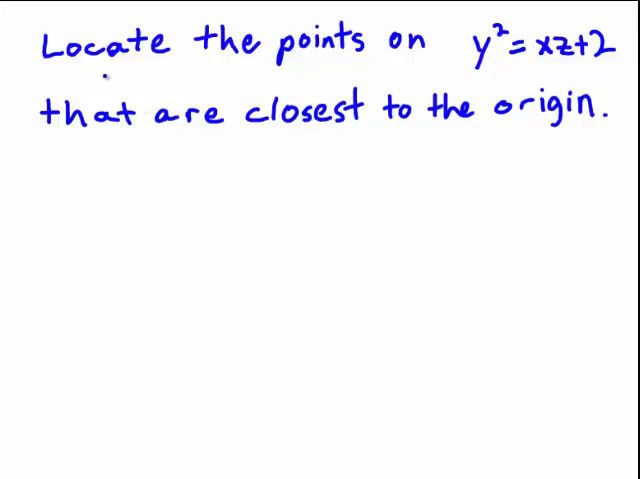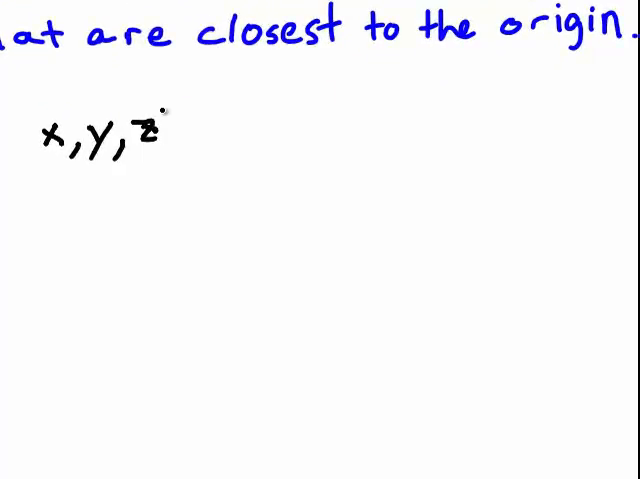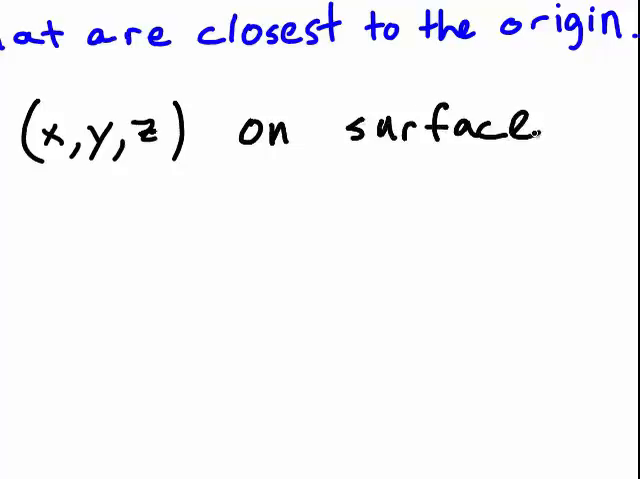Okay, we want to locate the points on the surface given by y squared equals x times z plus 2 that are closest to the origin. So suppose (x, y, z) is a point on the surface. Then the distance between this point on the surface and the origin is given by the distance formula.